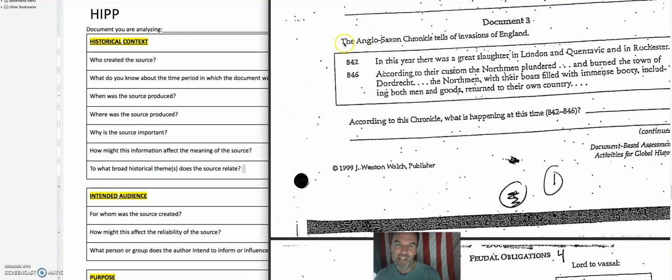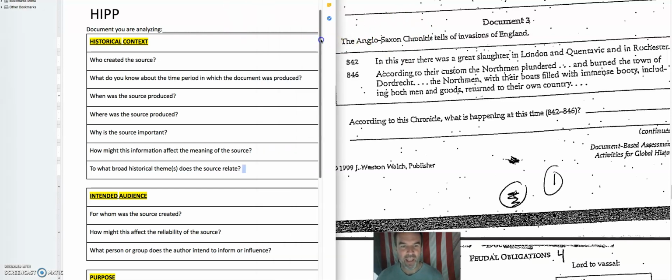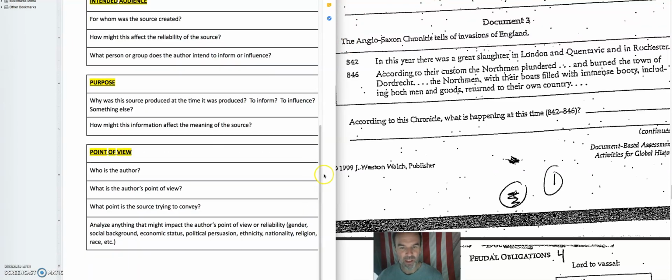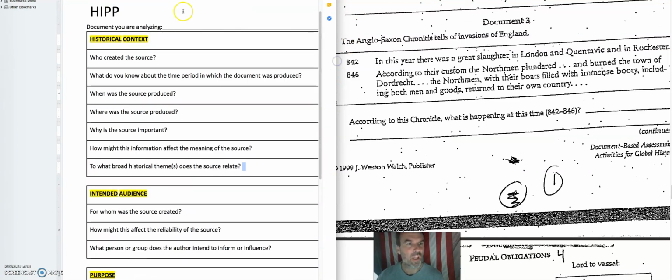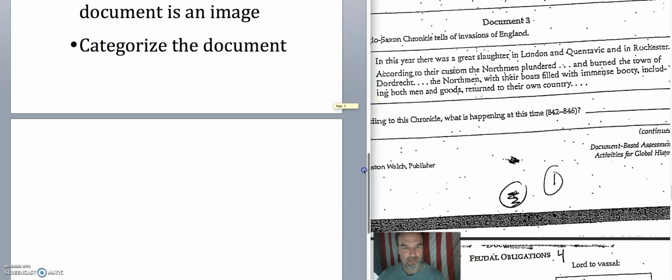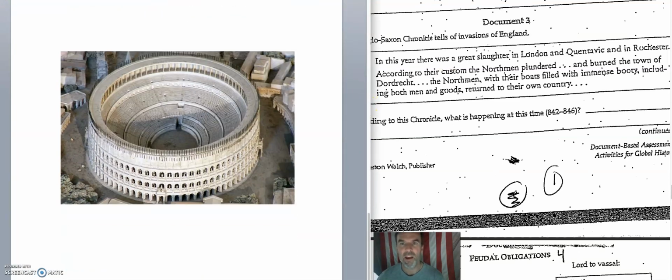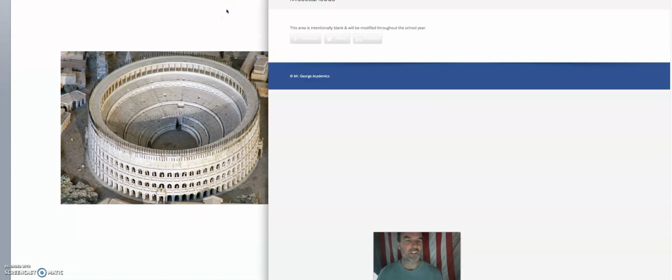So I hope that was helpful in looking at a document. One thing I wanted to look at is an image based on the Colosseum, a model that was recreated around the 1930s. It's an image of the Colosseum.